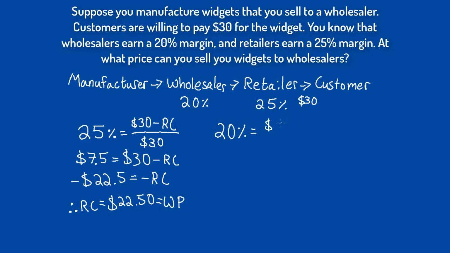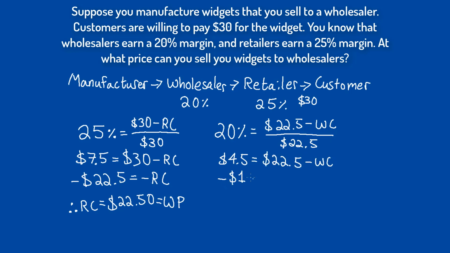Since the wholesaler earned a 20% margin, we can once again use this formula to isolate for the wholesaler cost, which is $18. This means you can charge wholesalers $18 per widget.